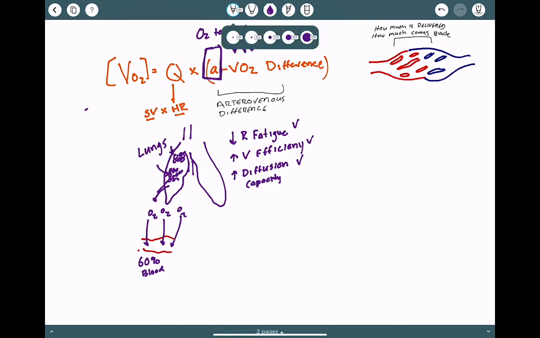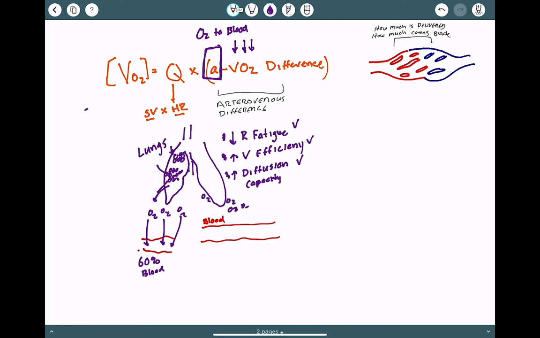Now, if we have somebody that has been exercising for several months, let's draw it over here, well, what's going to happen? Here's the blood again, right? Let me just write blood so you guys are all familiar with what's going on here. What's going to happen is because our rate of fatigue has dropped, our ventilatory efficiency has increased, and our diffusion capacity has increased. Well, now we have all of this oxygen leaving the lungs and saturating the blood, and now it might be 98% saturation during exercise. So the A refers to how well we can or cannot saturate the red blood cells during exercise.